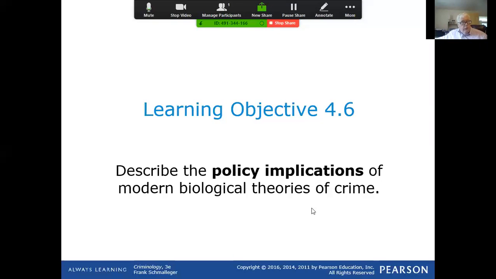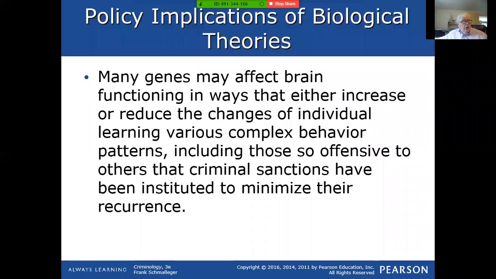All right, so again, objective 4.6 is policy implications of modern biological theories of crime. We know that many genes may affect brain functioning in ways that either increase or reduce chances of individual learning and various complex behavior patterns, including those so offensive to others that criminal sanctions have been instituted to minimize their recurrence.